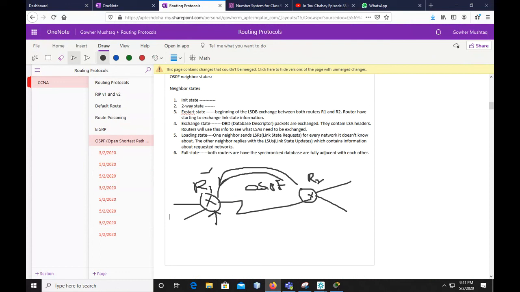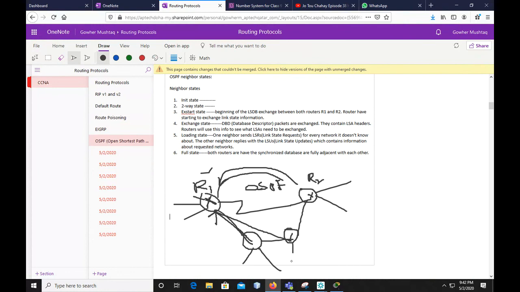So when it sends any such packets, those are called LSRs, sent to the neighboring routers that it does not have information about. Those neighboring routers will share link state updates, which contain information about the requested networks. Suppose we have one more router connected here. After it receives the first one, it will send LSRs, link state requests, to this router, and that router will share the information which this router does not have in its routing table.